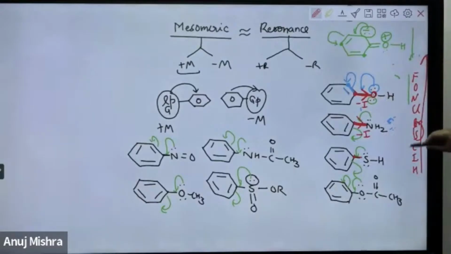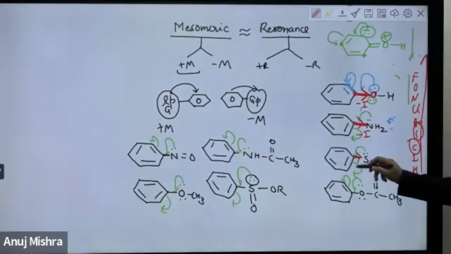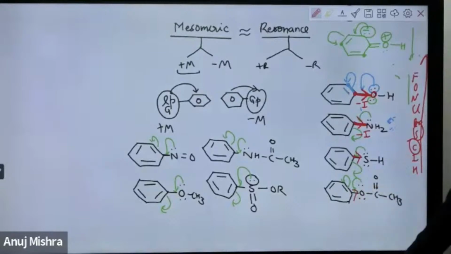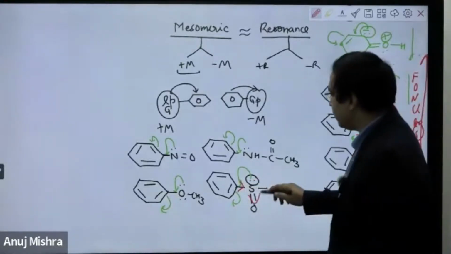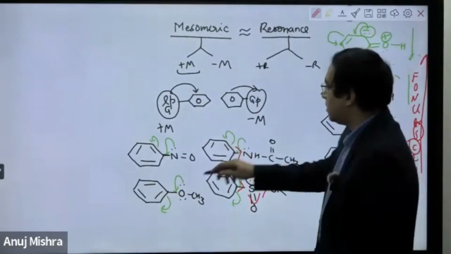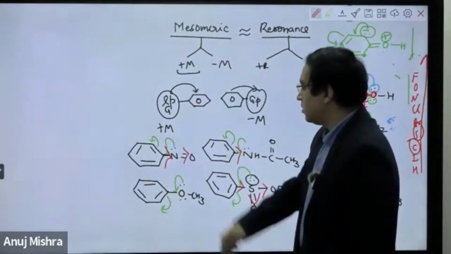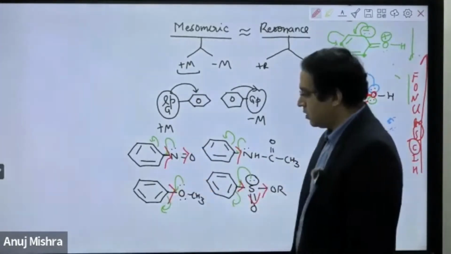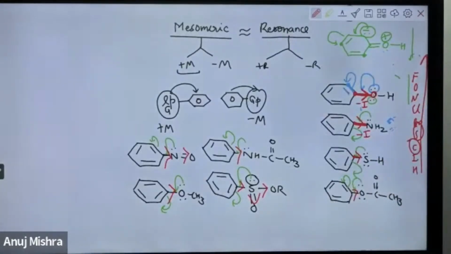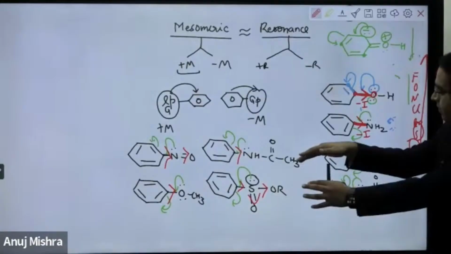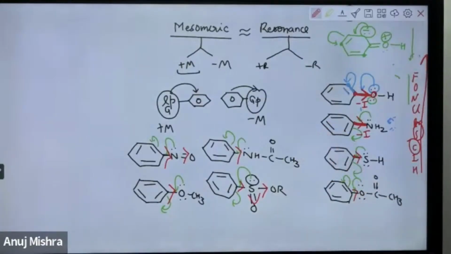So sulfur is still above the carbon, slightly pull. Oxygen, pull. Sulfur, slightly pull. Oxygen will pull. Nitrogen pulls. Oxygen pulls. Again, can you observe? Though they are supporting the ring, they're pulling it away also. Pulling it towards them. I repeat.